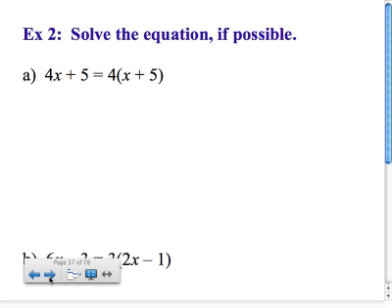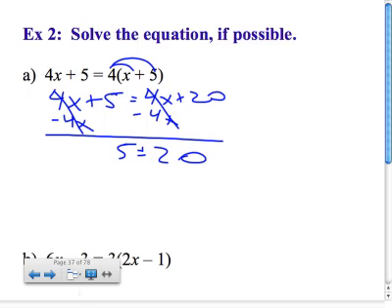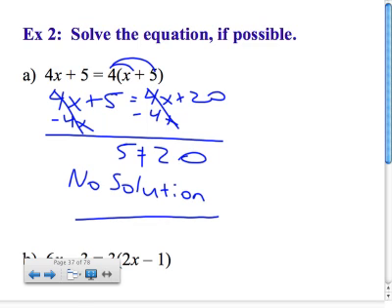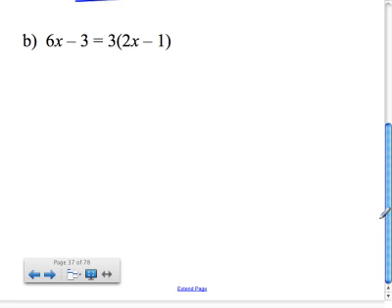Okay, and so the next set of examples here, we'll take a look at things like this. Okay, so again, distribute. We solve it the same way we would, like we were doing before. So I get 4x plus 5 equals 4x plus 20. Subtract your 4x from both sides. Now what happens here is they cancel. I get 5 equals 20. That is not true. Therefore, there is no solution here. Okay? No solution to that particular equation because 5 does not equal 20.